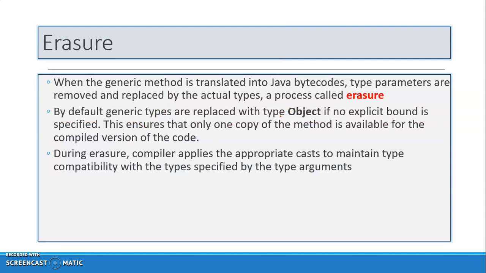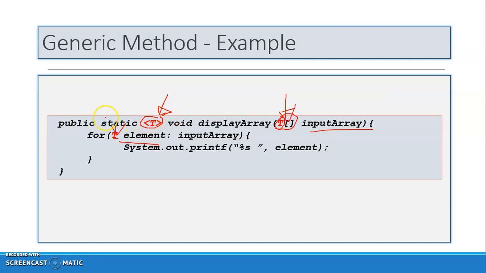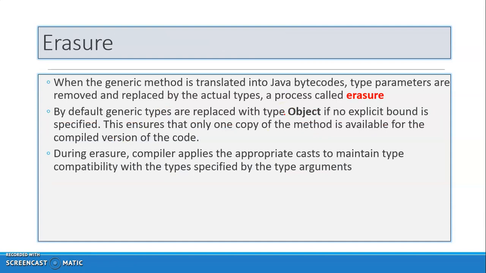Erasure. As you see, when we have created a generic method like this, we do not have the data types indicated. The question would be, when this is compiled, what is placed here? When the generic method is translated into bytecode, when we are compiling our code, the type parameters are removed and replaced by actual types, and this process is what we call erasure.